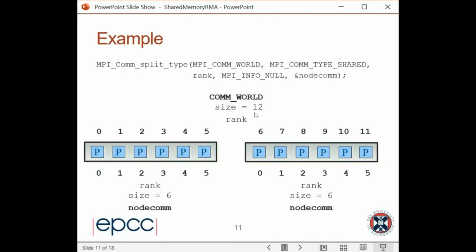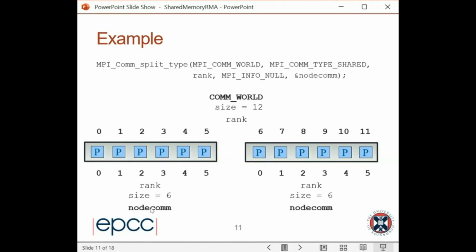So for example, here I do MPI_Comm_split_type, MPI_COMM_WORLD, MPI_COMM_TYPE_SHARED, rank. This means they're ordered by their original rank, MPI_INFO_NULL, node_comm. So if I started off with a COMM_WORLD of size 12, so I have a machine with two shared memory nodes, each with six CPU cores, my original COMM_WORLD has size 12, and my rank is 0 to 11. If I then call MPI_Comm_split_type, each of these belongs to its own node_comm, where node_comm is of size 6, and the ranks are always, remember, between 0 and the size of the communicator minus 1.